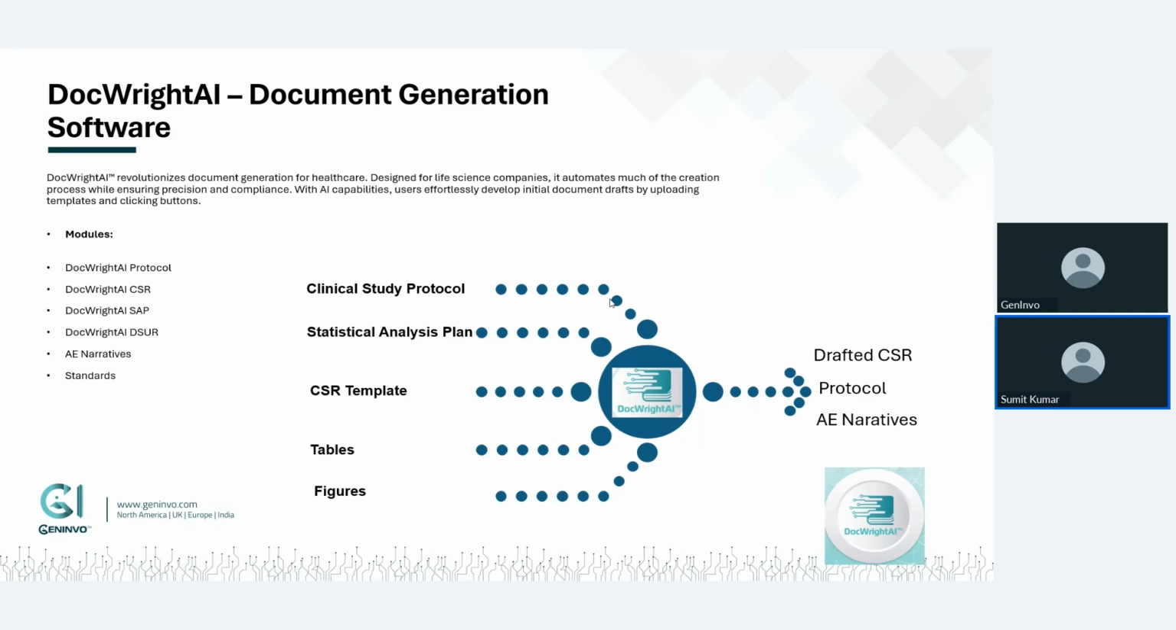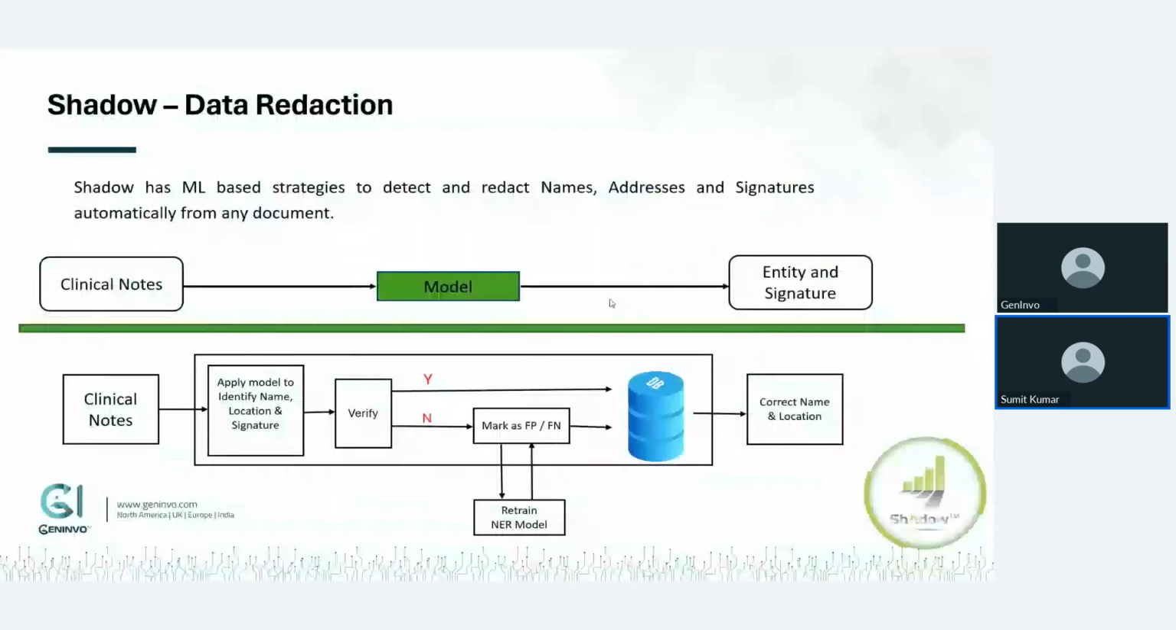DocWrite AI. And now moving to the Shadow. Shadow basically has a lot of functionality related to data anonymization and redaction. But I'll talk about the redaction process, where the team has built an AI ML algorithm that can extract entities from the document and can easily redact in the document itself.